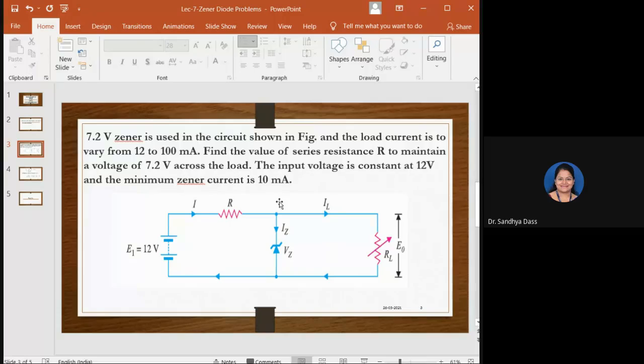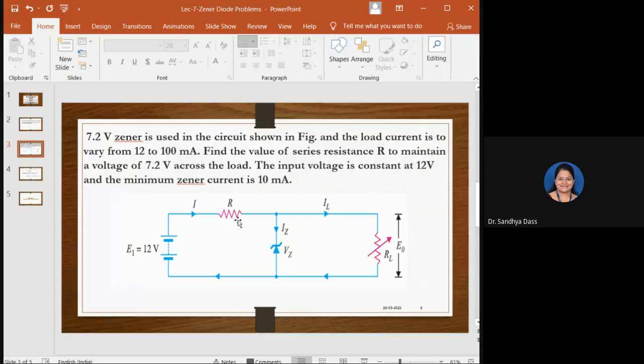Now, going to the problem. The problem indicates that the output current IL is in this range, 12 to 100 milliamps. What is expected is to find the series resistance value, the value of R that has to be connected here so that the voltage across the Zener diode is maintained at 7.2 volts. All other things are specified there: the fixed input voltage is given and the IL range is given. All right, so how do we proceed?